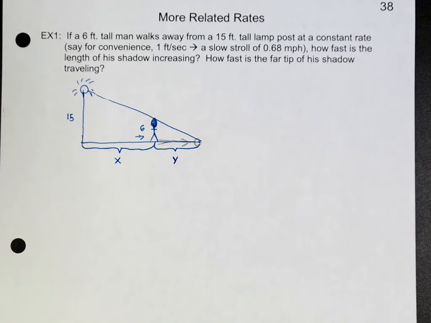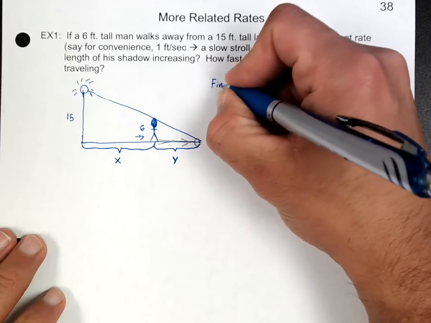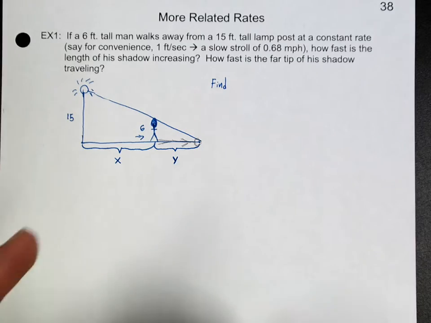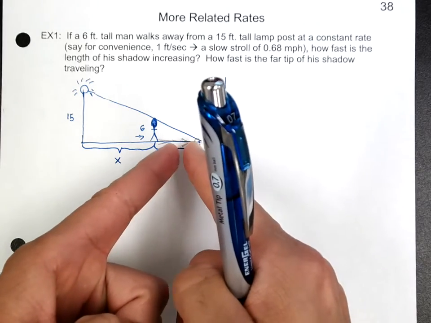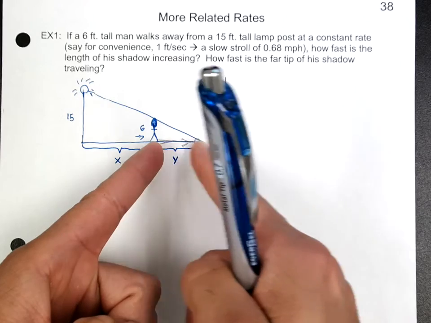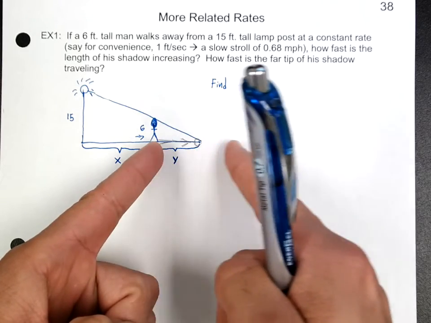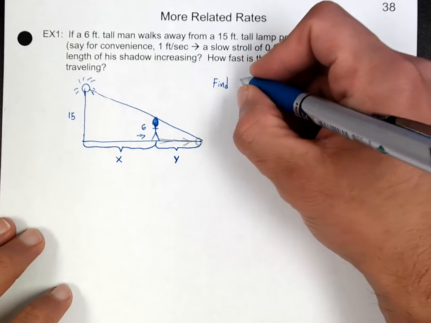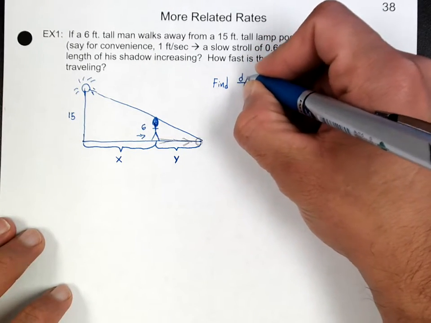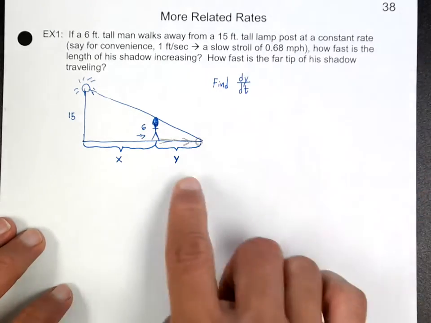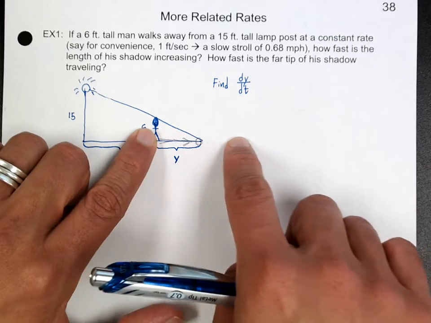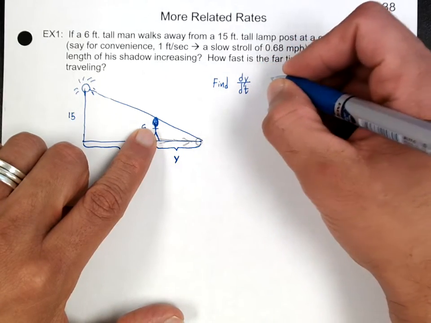Before we move on, let's figure out what we're trying to look for. It says, how fast is the length of the shadow increasing? So I want to know how fast this distance right here, this shadow, increases as this guy is walking away. So I'm going to call that dy dt, because I called this y, so I want to know how fast this length is changing. That's what I'm looking for. I don't know what that is.